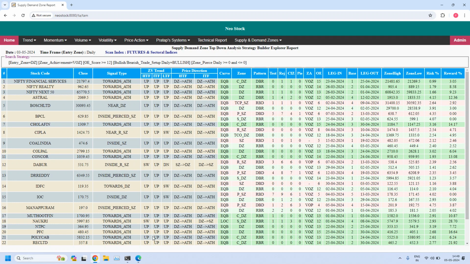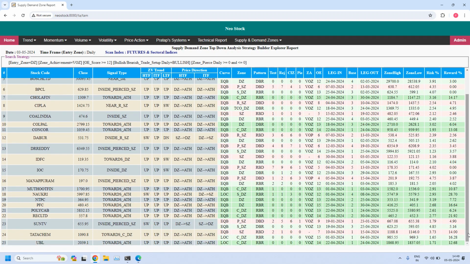Okay, so let me scroll down. So total 25 stocks are supporting bullish trade setup for monthly income trade. Okay, let me go back.